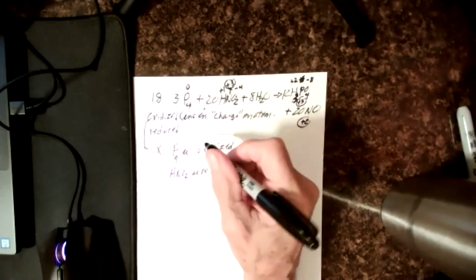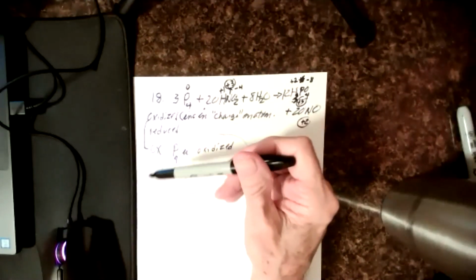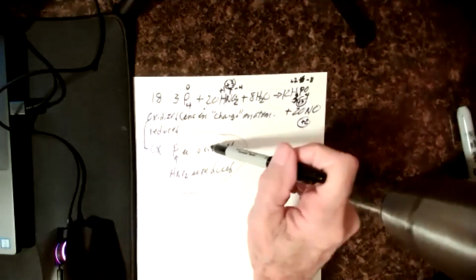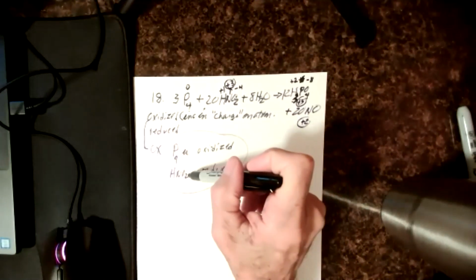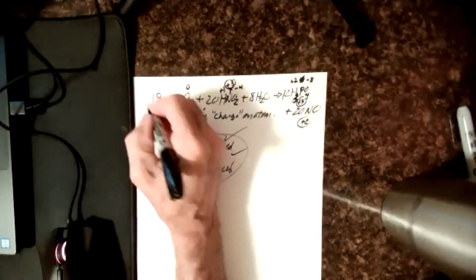So that should be the answer to this question. And it's response B. It says P4 is oxidized and HNO2 is reduced. So that is the correct answer. And it's B on your exam.